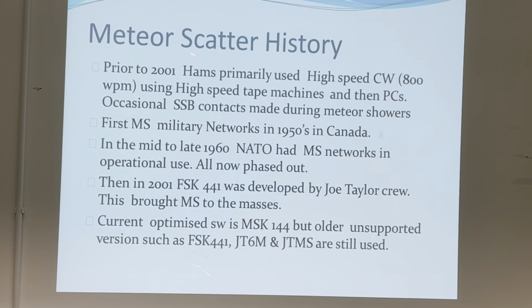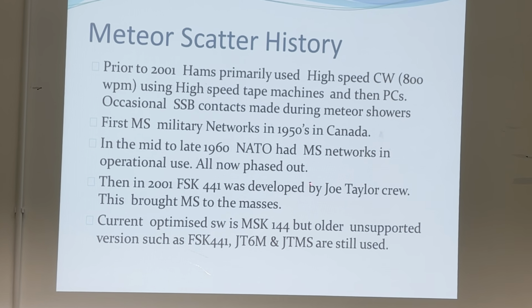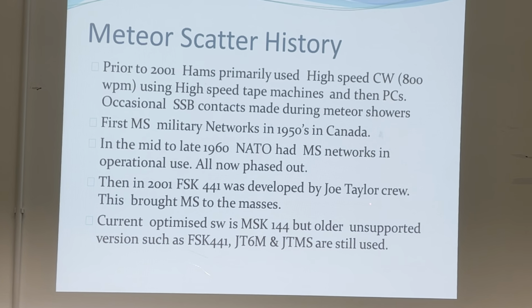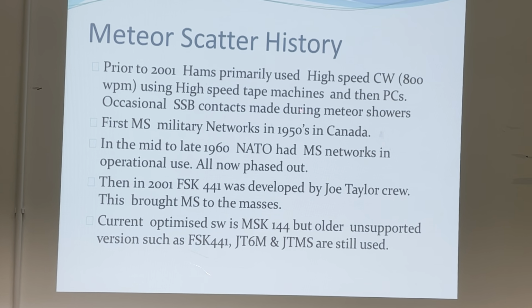It was probably first detected that radio waves were reflected from meteors in World War II, when they were trying to track V2s by radar. They actually had reflections which they initially thought could be V2s, but they worked out they were actually meteors coming in. So it goes back quite a long way into the 40s.